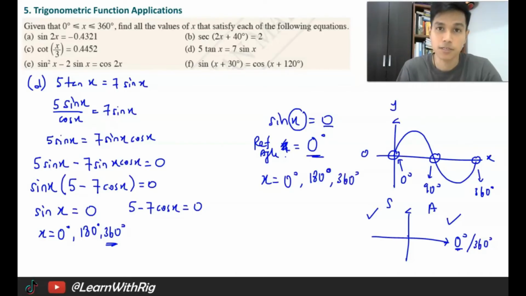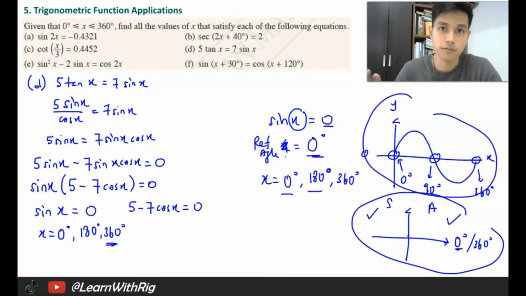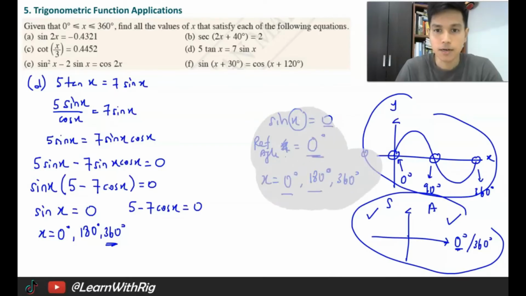Okay, I'm just trying to explain how I got the answer. Some people will only write 0 and 180, so your answer is not complete. If you don't understand why I did this, try to understand this: from the graph itself you can see there are 3 x values that will give sine x equals 0. Clear? So that is the sine part.